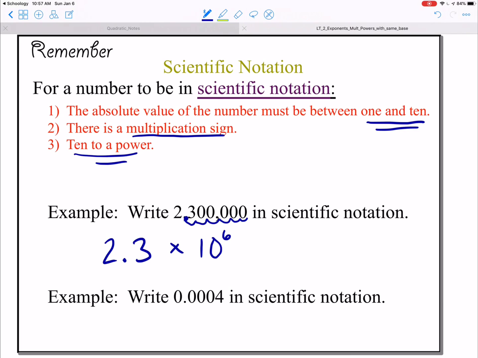You'll see in the second example, this is a very small number. So the difference here is, I'm going to move my decimal to the right. So I get 4 times 10 to the, instead of doing a positive power, I do a negative power. And this is going to be a negative 4 because I moved the decimal place 4 times. So a negative exponent is telling us we're dealing with a very small number, and a positive exponent is telling us we're dealing with a large number.